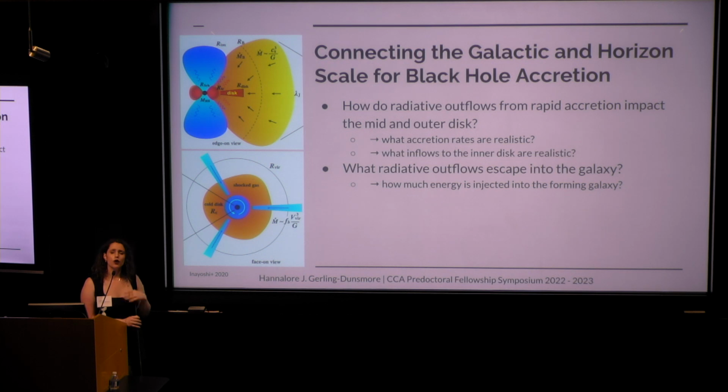And so we want to know, what are the inflow rates for getting bound to the disk? What are our inflow rates into the inner disk? Handing that off to the people who do worry about radiation, or relativity. I worry about radiation. And we also want to know what is getting ejected back into the galaxy to shape the evolution of the galaxy, which in turn also shapes what's available to be accreted.